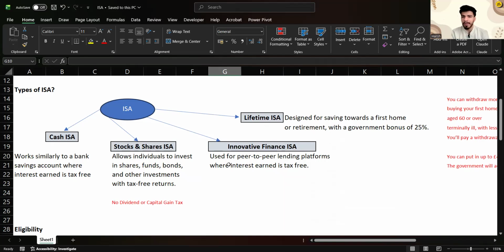Next one is innovative finance ISA. This is usually used for peer-to-peer lending, right? So there are separate platforms via which we can lend money. There is no intermediary, there is no bank.